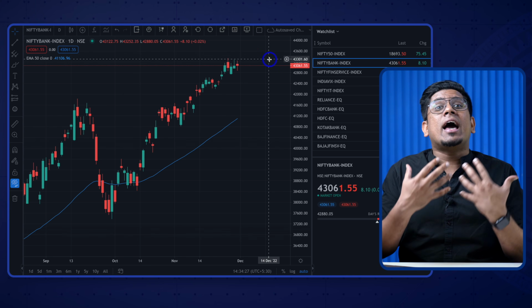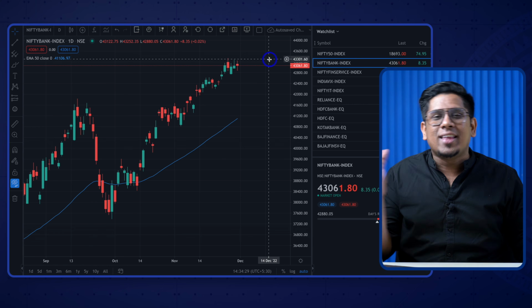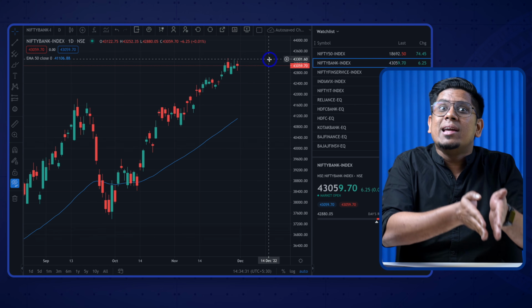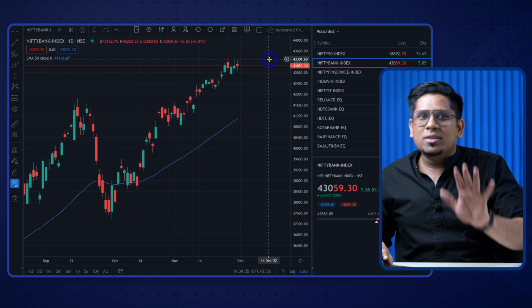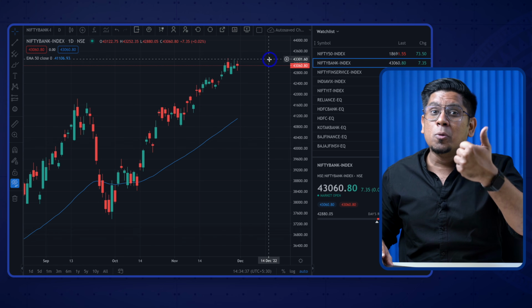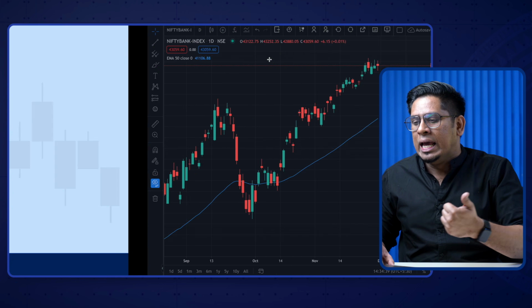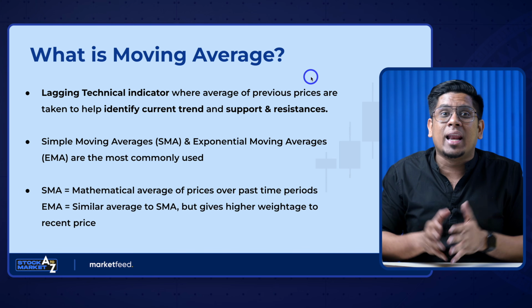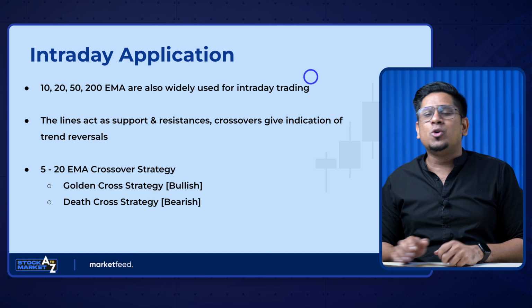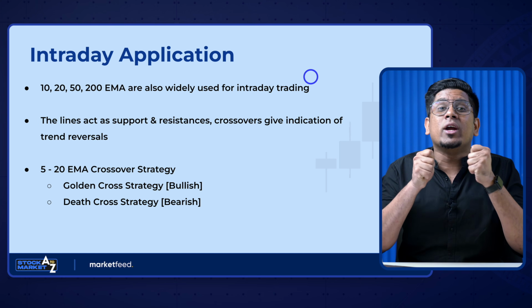Again, understanding averages is super important because that is how we can actually make some intelligent guesses as to what could happen to the underlying. Correct? Now, since you have understood practically how to plot moving averages on the chart, let's get back into our presentation and learn some practical application. Let's first learn about how to apply moving averages for intraday trading.